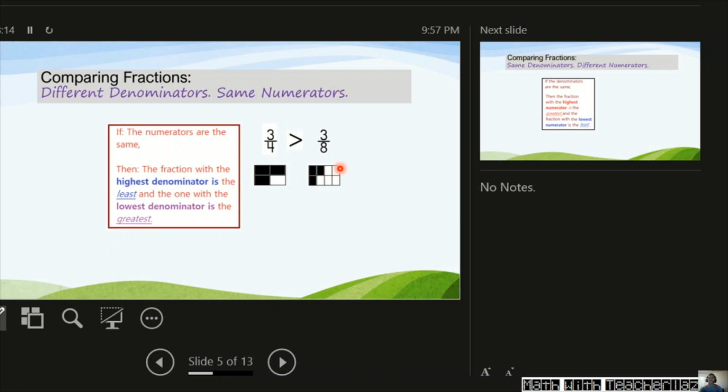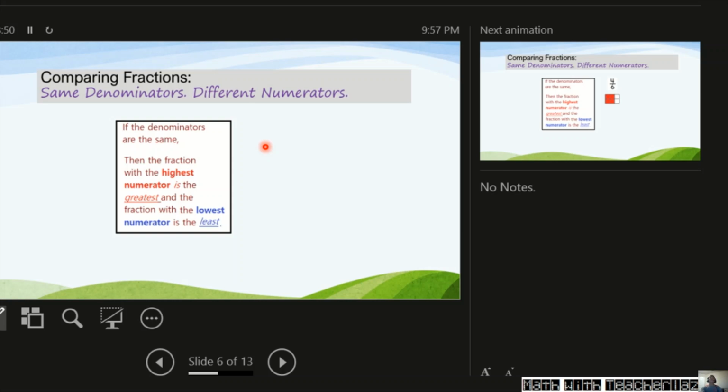So that rule is very simple. When the numerators are the same, you can just ignore them at that point and focus on your denominator. The fraction with the lowest denominator, that one will have the greatest size pieces. So that's going to be the greatest fraction. Okay? One last time. When the numerators are the same and the denominators are different, the fraction with the lowest denominator will be the greatest. Okay?